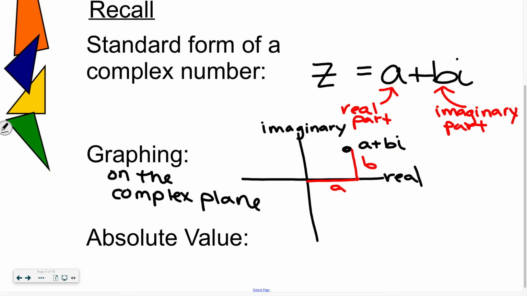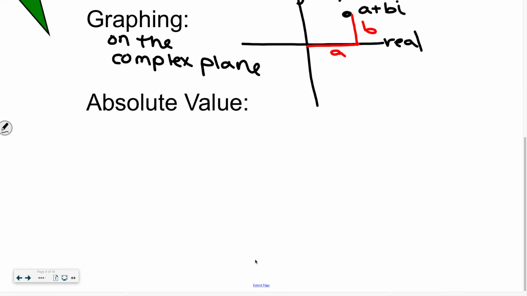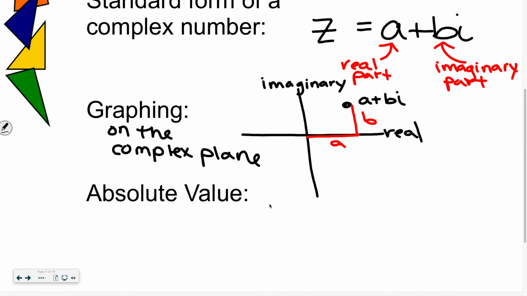Now, last thing real quick as a review of complex numbers, we're going to talk about absolute values. So just as a review from regular numbers, if I ask you, what's the absolute value of -3? You say 3, and I'll ask why. Because it's the distance from 0. So we're going to do absolute value of a complex number. The definition of absolute value does not change. It's still the distance from 0.